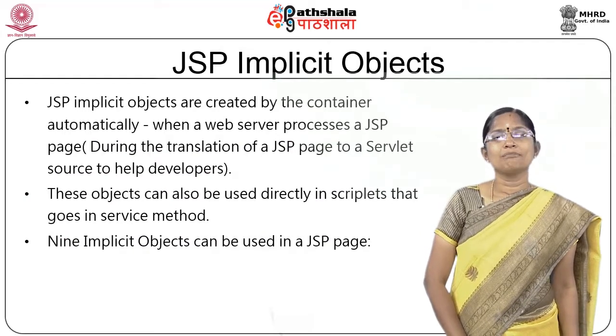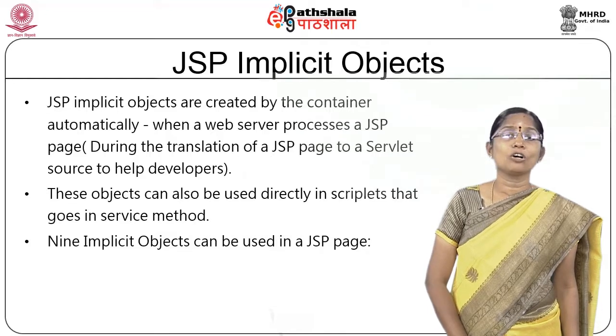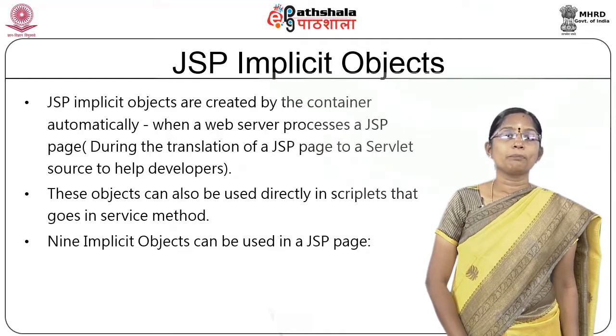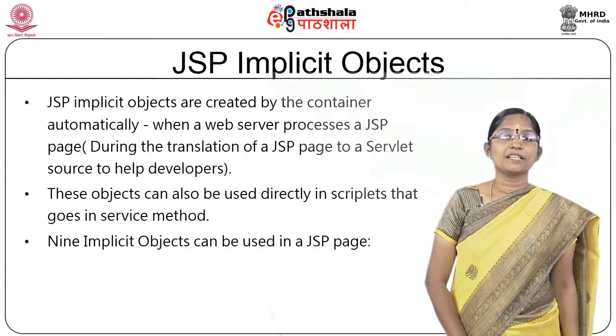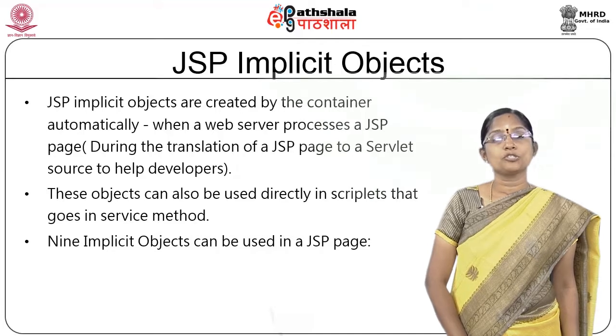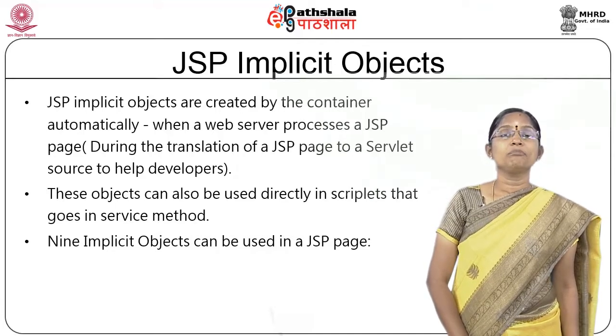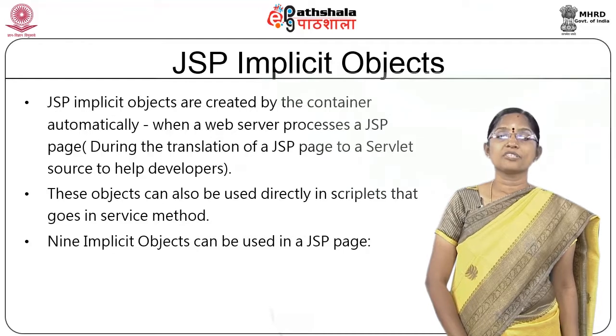Let us see what is an implicit object. JSP implicit objects are created by the web container automatically when a web server processes a JSP page. Whenever a JSP page has been invoked, it is processed by the web server. During the processing, these implicit objects are created by the web container automatically. So it takes place during the translation of a JSP page to a servlet source. Normally, these implicit objects can also be used directly in scriptlets in service methods.